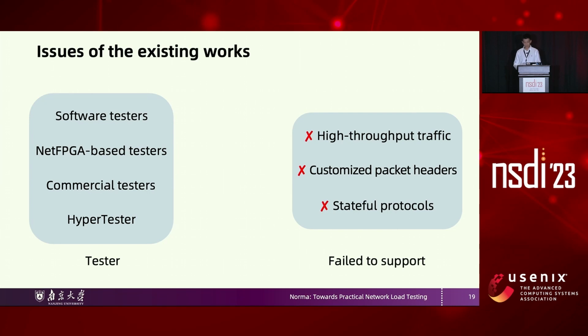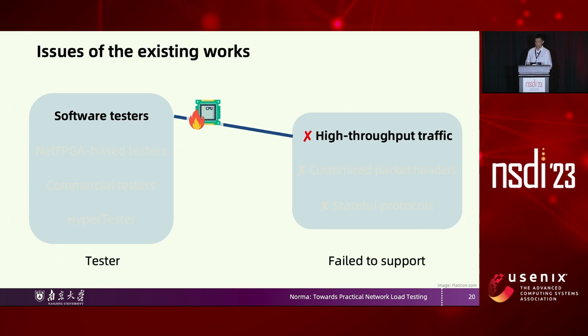Existing testers can be classified into these four types based on the way they generate traffic. They have their own advantages and disadvantages in terms of throughput, programmability, and cost, but none of them can fully meet our needs at the same time. Software testers use the CPU to generate traffic. For them, generating traffic at a terabit level per second for testing traditional switches is very CPU intensive.